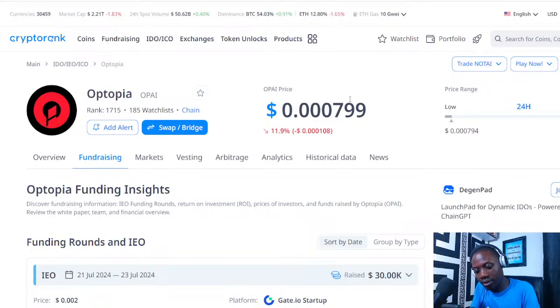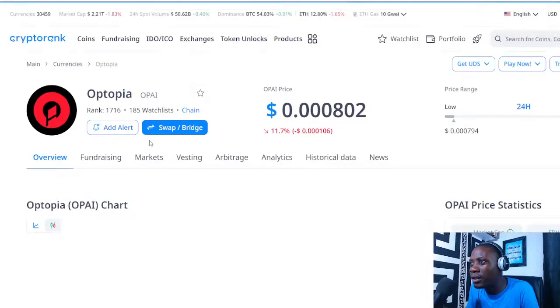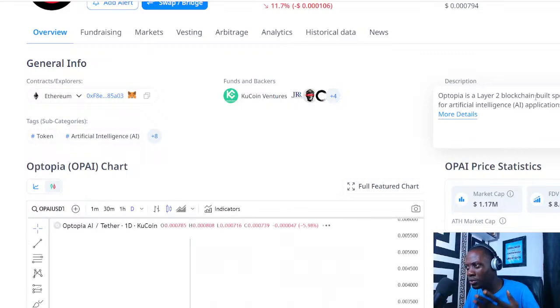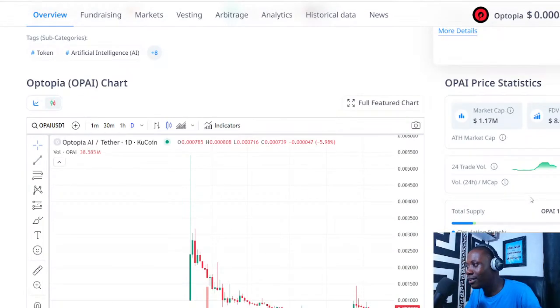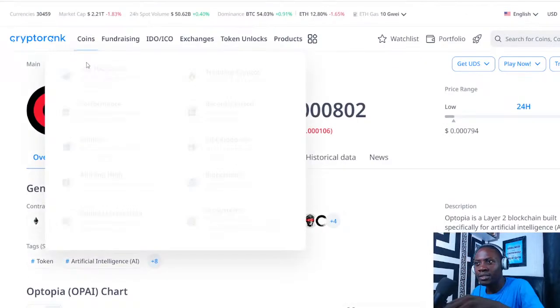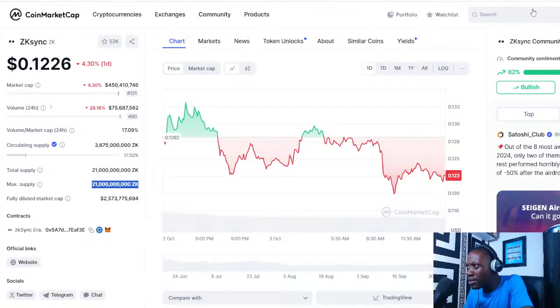So it's interesting, I guess. Now this is the price of Optopia. I'm going to be looking at what the project is about quickly. Overview: it's a layer 2 blockchain built specifically for artificial intelligence. So this is an L2 for AI. This is a chart. It has a total supply of 7.4 billion. Maximum supply is 10 billion. Circulating supply is, come with me, let's look at the token on CoinMarketCap so we can actually understand what exactly this coin is making reference to.